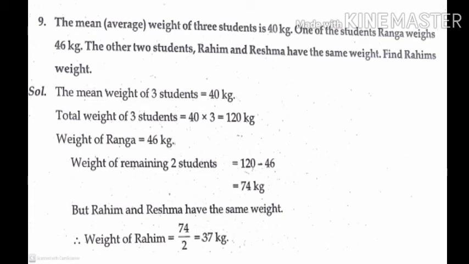The mean weight of 3 students is equal to 40 kgs. Therefore, the sum of the weights of 3 students is equal to 40 into 3, that is equal to 120 kgs. And the weight of Ranga is equal to 46 kgs. Therefore, the weight of the remaining 2 students is equal to 120 minus 46, that is equal to 74 kgs. But Rahim and Reshma have the same weight according to the problem. Therefore, the weight of Rahim is equal to 74 by 2, that is equal to 37 kg.